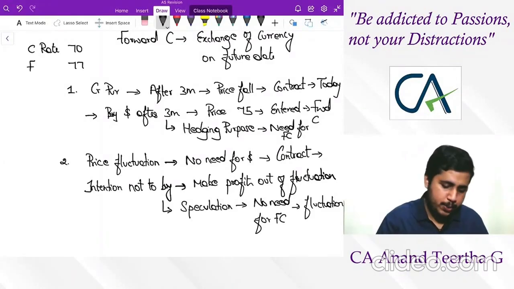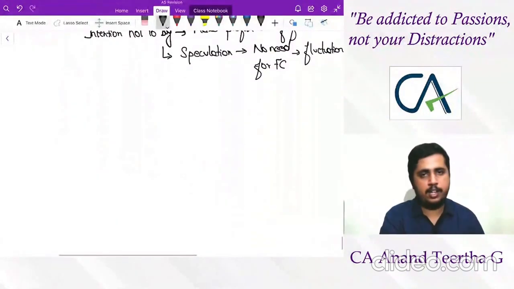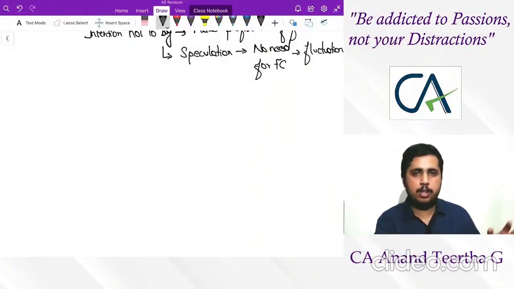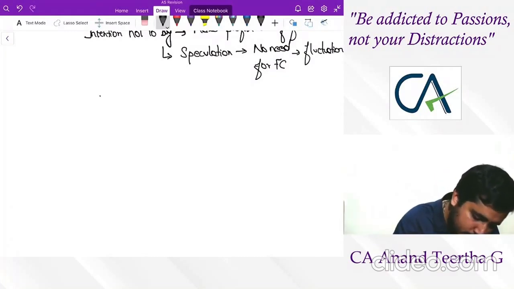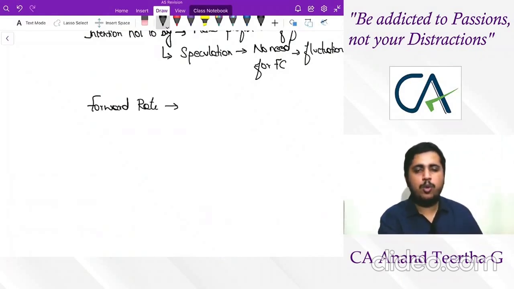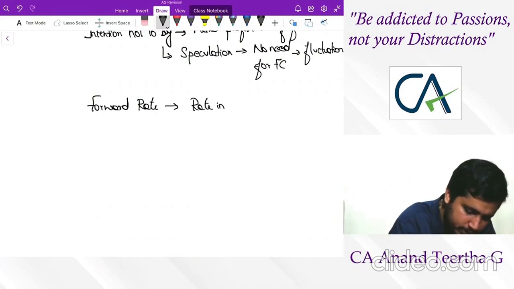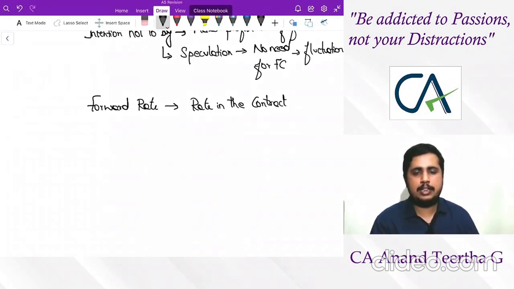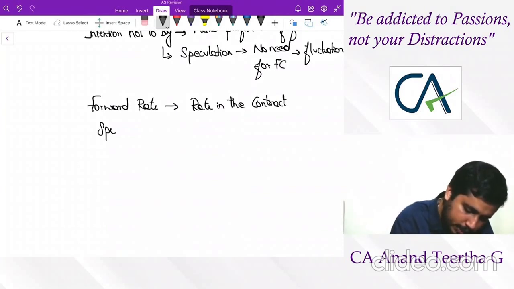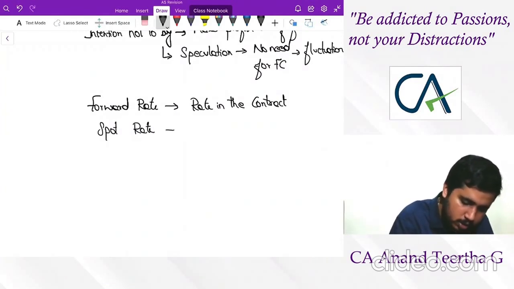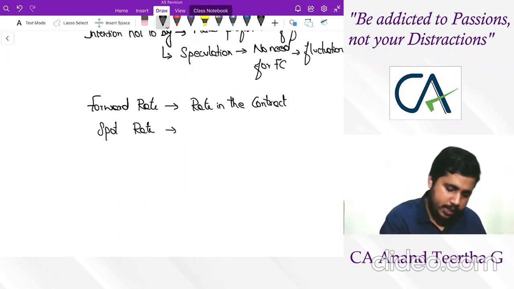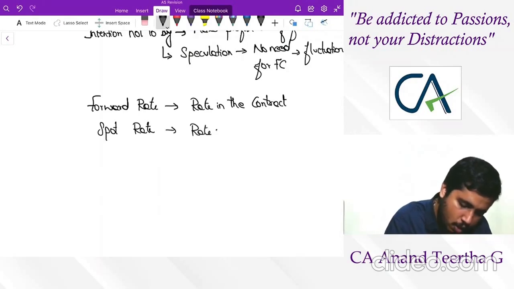Okay, now what we need to see. I will use two terms over here. Try to understand that. Afterwards, I'll tell you about hedging and speculation. The first term is forward rate. Okay, what do you mean by forward rate? Forward rate over here basically means rate in the contract. Simple. So whatever rate is mentioned in the contract, call that as forward rate. As simple as that. The second one is called as spot rate. Spot rate is basically rate on the date of entering contract.